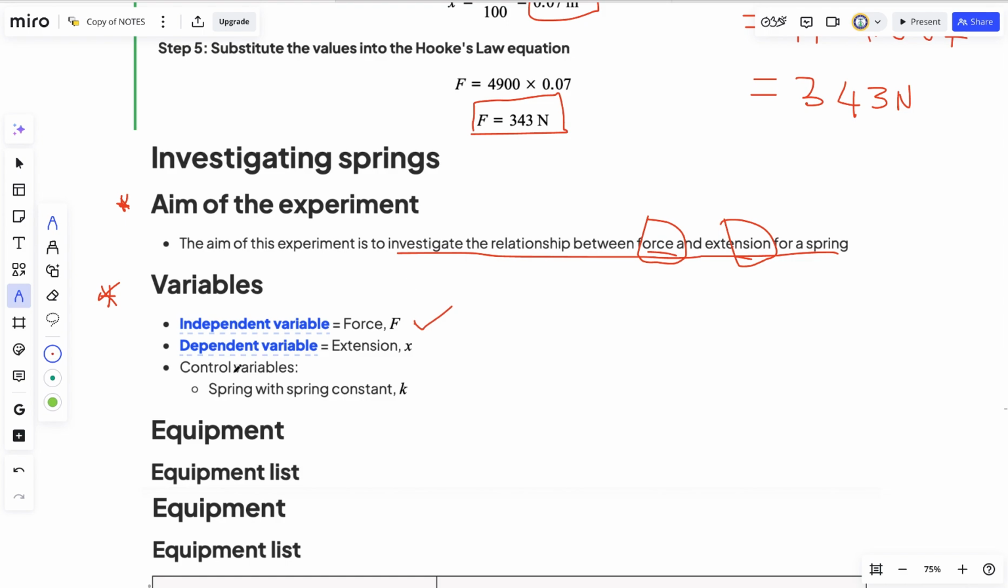Because they ask you to describe an experiment on how to use a spring constant or whatever. They just give you in paper 6. You can open your paper 6 and see.